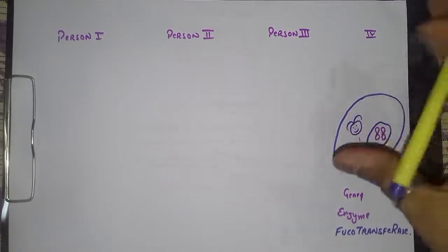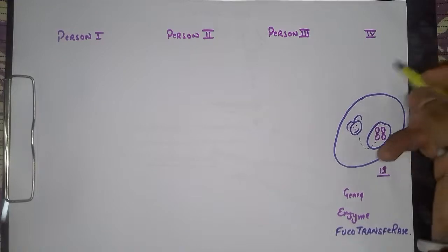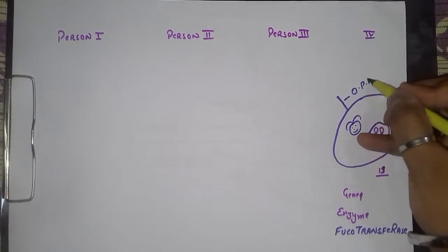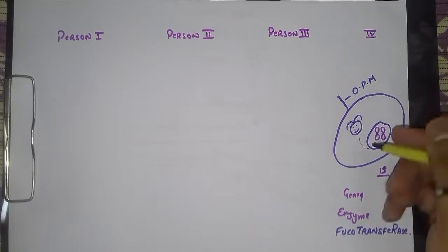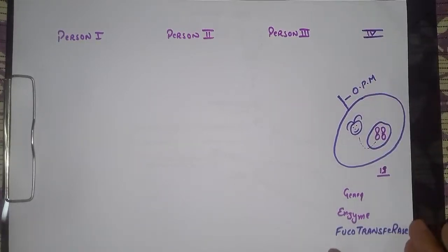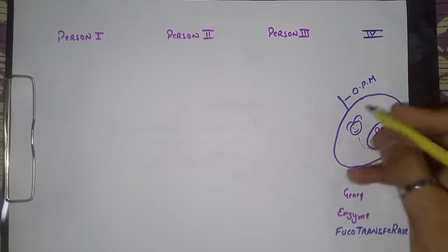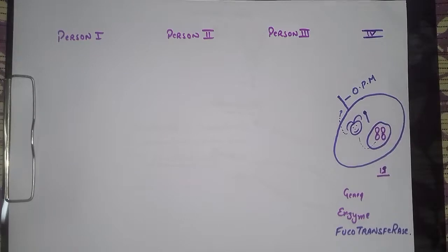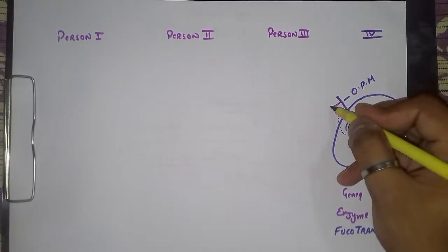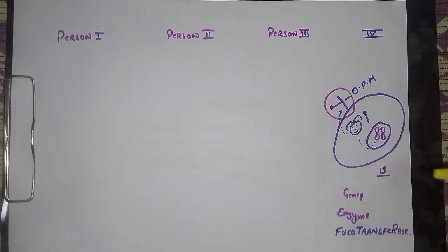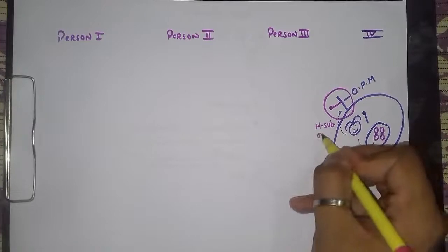I already told you that red blood cells have an outermost layer which is made up of an oligosaccharide precursor molecule, or you can say OPM. We are talking about person number 4. Later on I will tell you how you can determine what his blood group is. This H transferase goes to the oligosaccharide precursor molecule. Suppose this is the shape of the H transferase. It gets attached here with the oligosaccharide precursor molecule. This whole structure is called the H substance or H antigen.